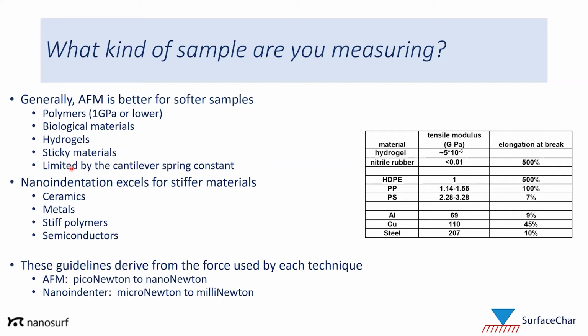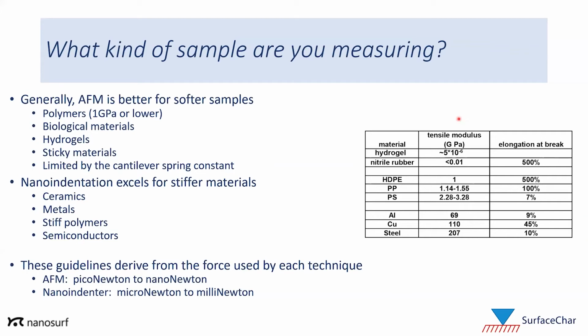And this is limited by the spring constant of the cantilever in terms of getting a decent sensitivity, but also to be able to deform the material. Nanoindentation works for the other end of the modulus, where it really excels for stiffer materials with very high modulus, materials such as ceramics, metals, stiff polymers, and semiconductors.